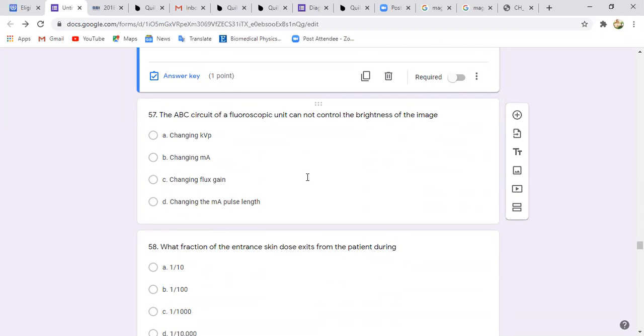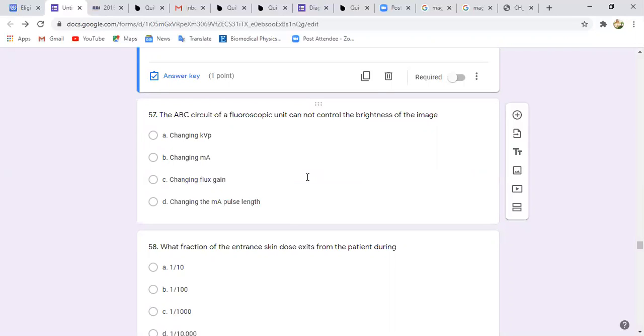The ABC of a fluoroscopy cannot control the brightness of the image by doing what? Which of the options is off it? I think it may be pulse length. I don't know, but I think it's changing the mA pulse length. Okay, it is actually the flush gain.